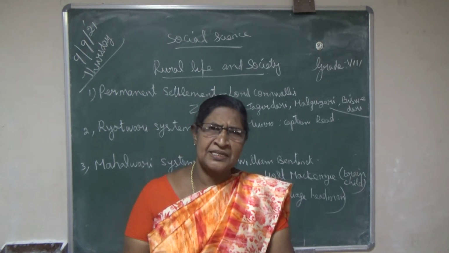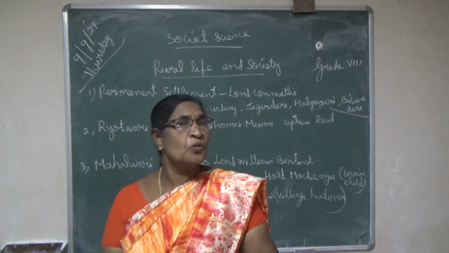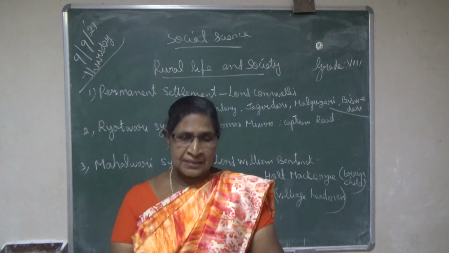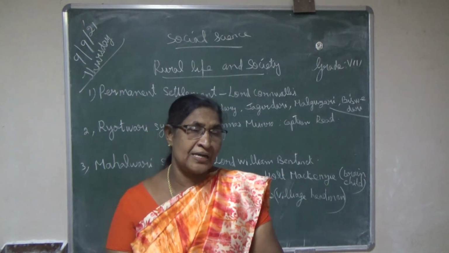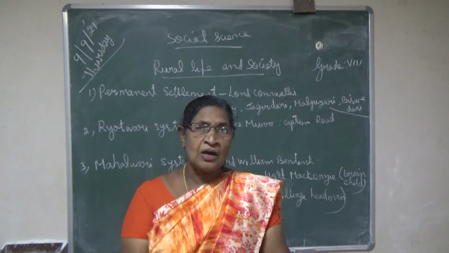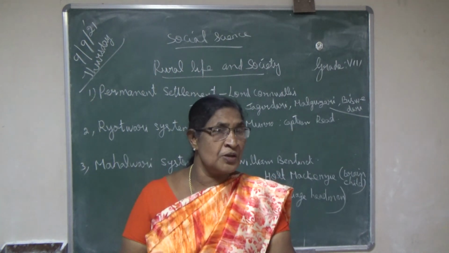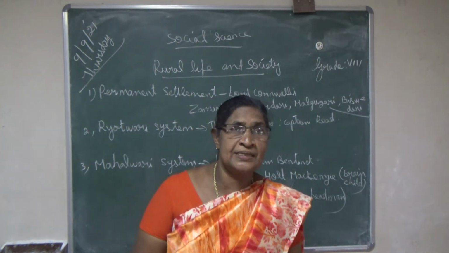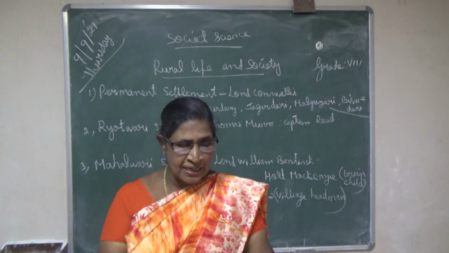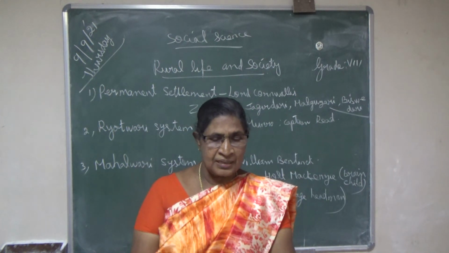Like the permanent settlement, this system also brought no benefit to the cultivators. It was a modified version of the zamindari system and benefited only the village headmen. So now we have studied the three land revenue systems introduced by the British government in India. Now we are going to study the effect of the British land revenue system on the cultivators.